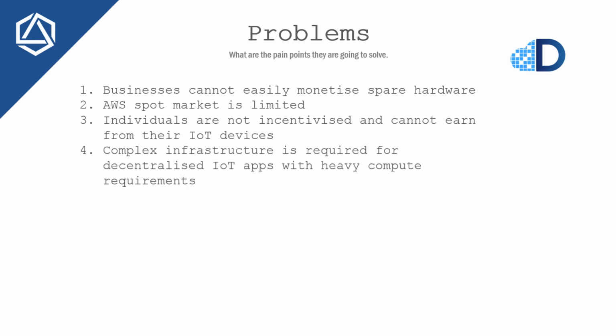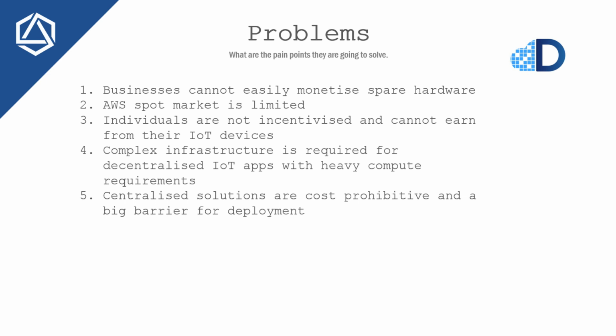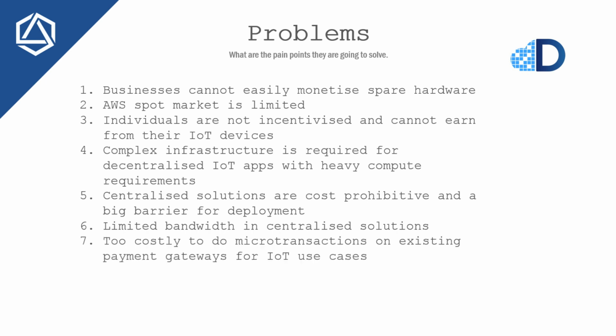as well. Now, the complex infrastructure that is required for decentralized Internet of Things apps with heavy compute requirements is obviously going to be difficult logistically to implement, and also cost prohibitive as well. And it's a big barrier for deployment. Current centralized solutions are not really up to the job. They're also limited in the bandwidth that they can provide as well. Again, you're looking at higher cost here, and they are too costly.